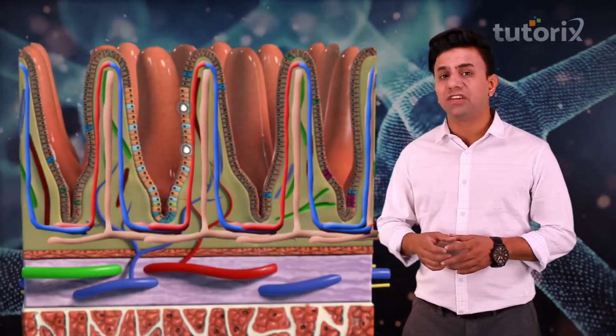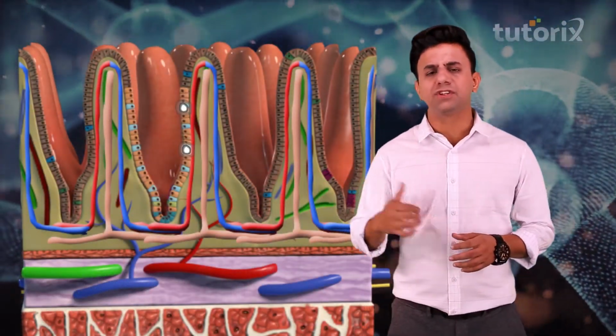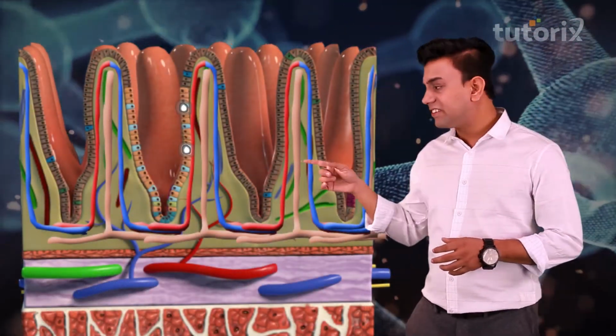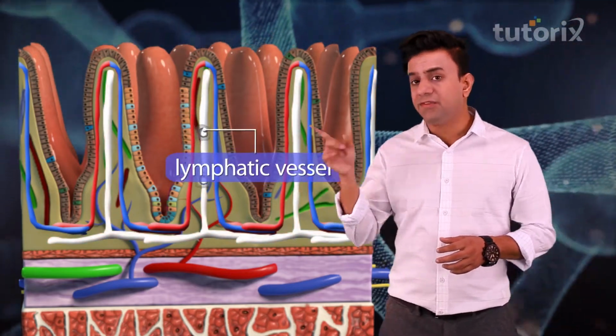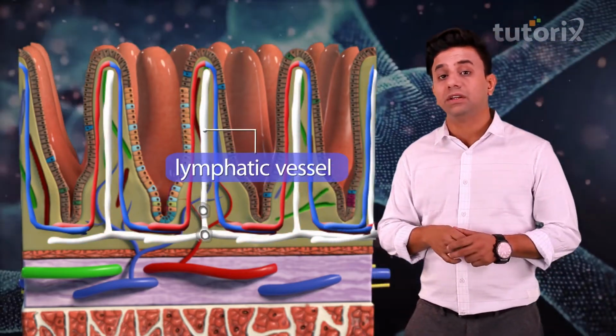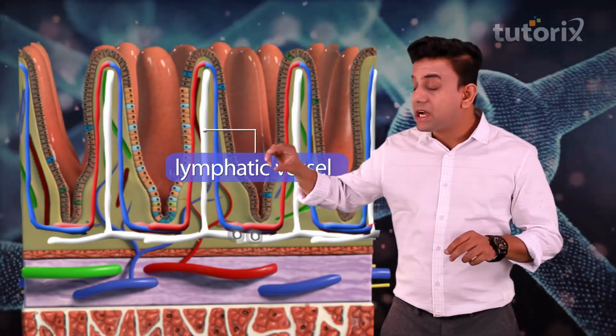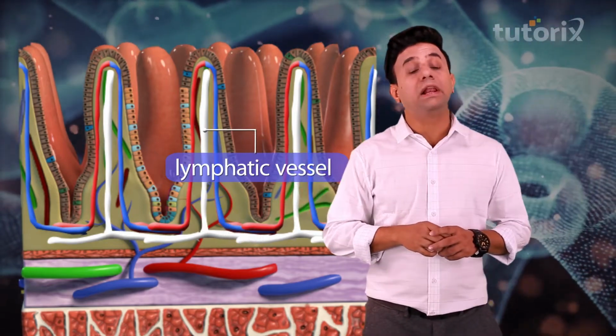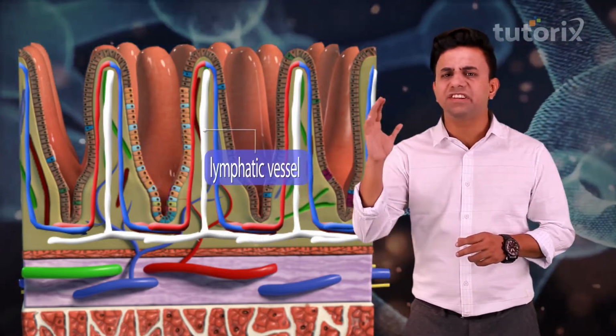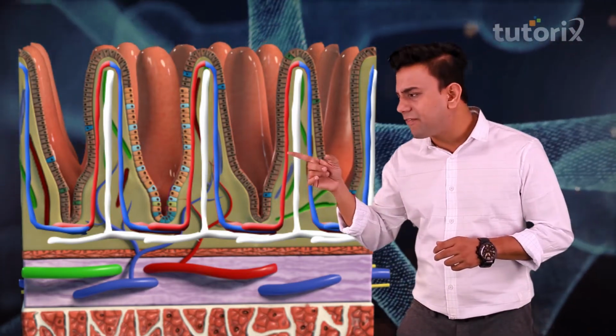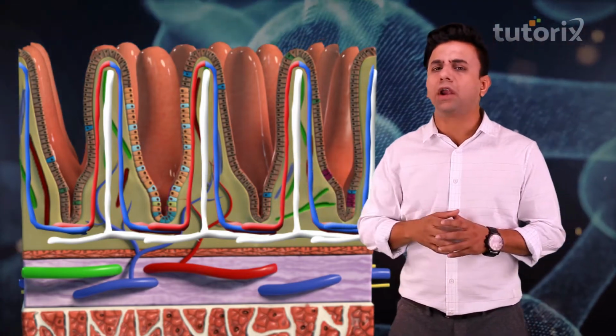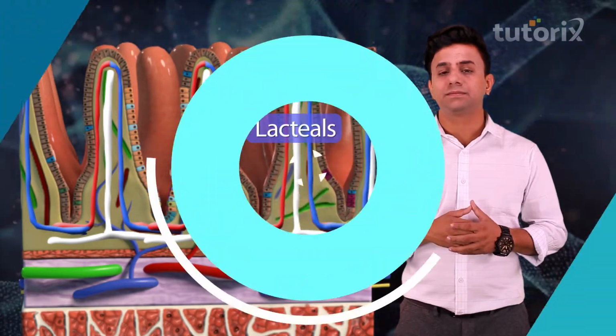These chylomicrons are big fat molecules which are white in color. So when these chylomicrons enter the lymphatic vessel of the villi, this imparts the entire lymphatic vessel a milky white appearance. And this is the reason why these lymphatic vessels of the villi are known as lacteals.